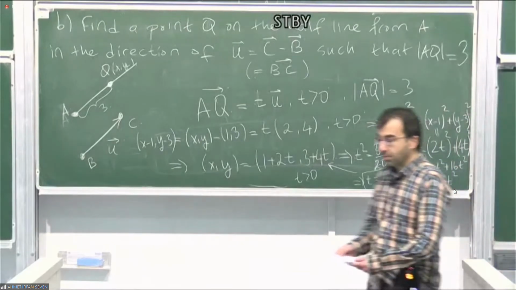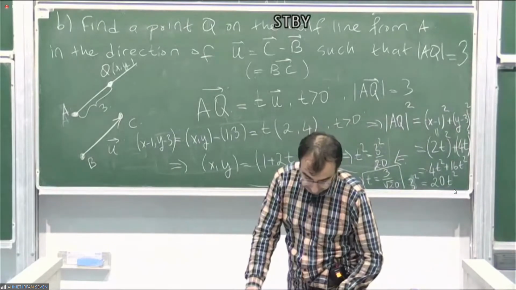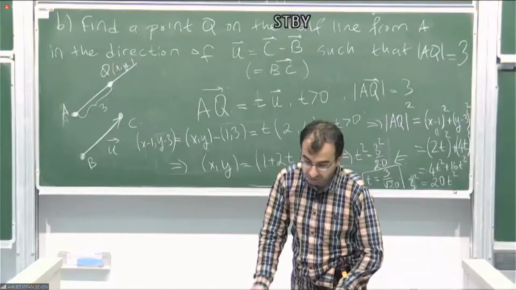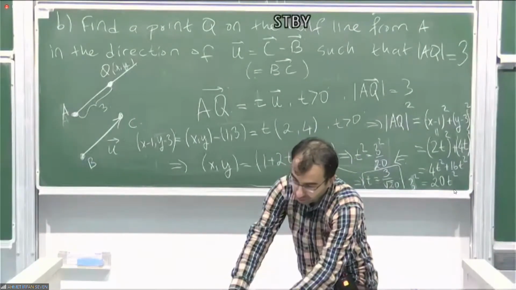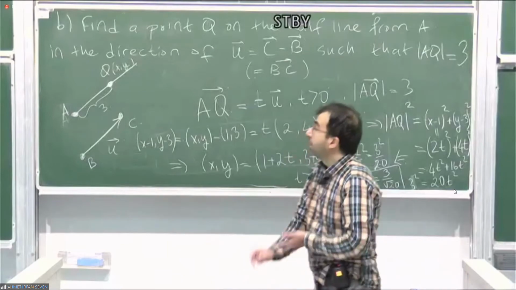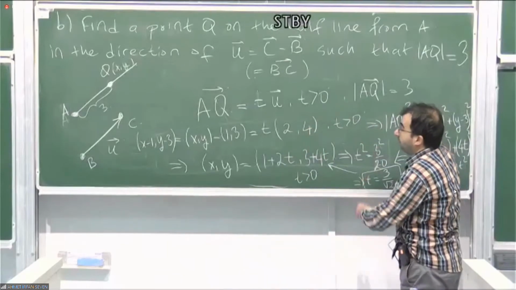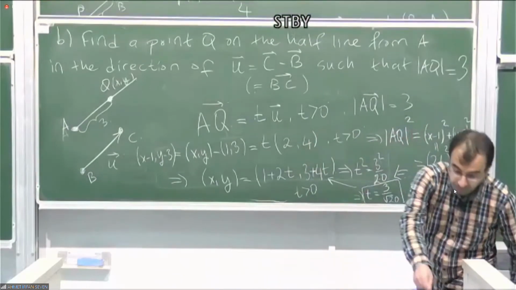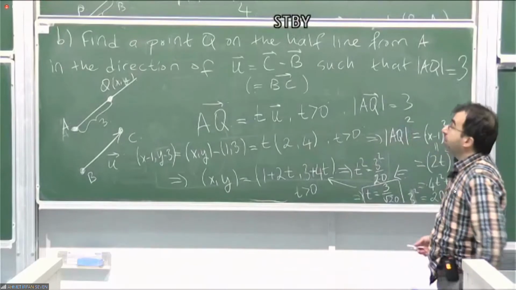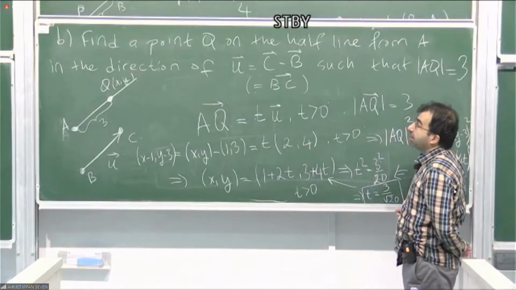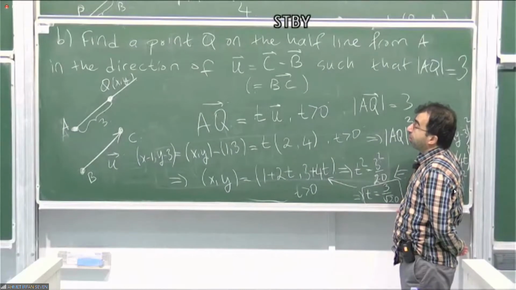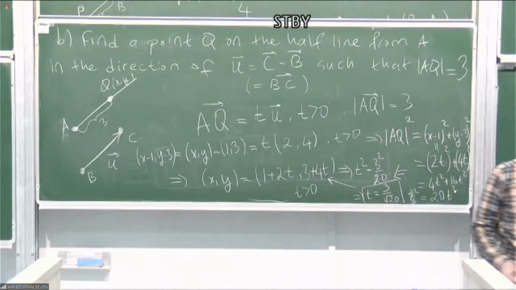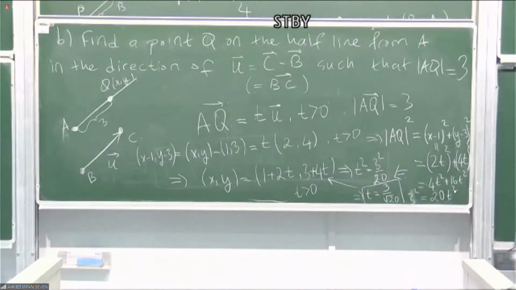All right. So this gives us this required point. That's all we say about points, about lines and their vector equations.